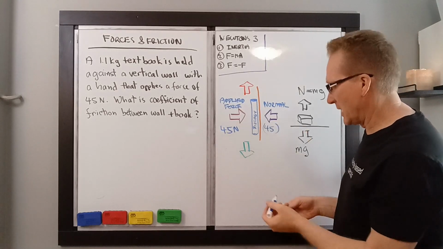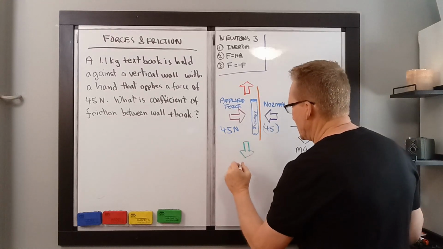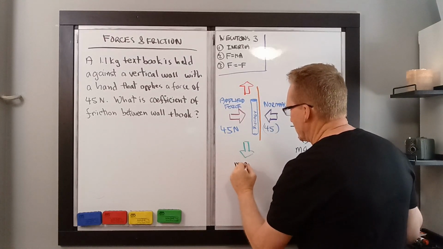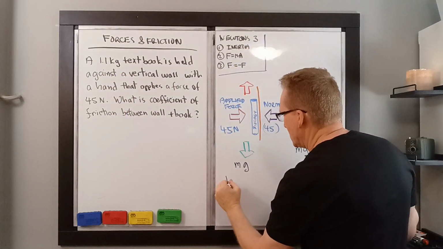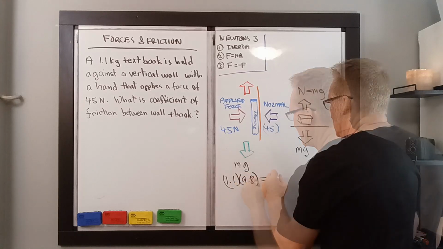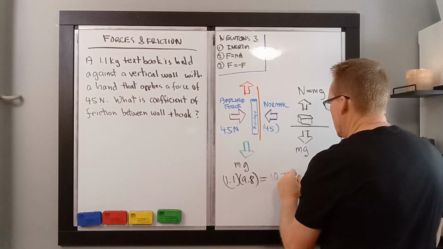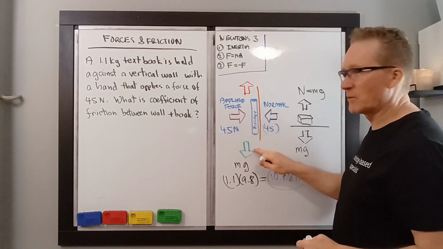Now, what other forces do we have here? Well, obviously we have the force of gravity. This one over here is mg, the force of gravity, which we happen to know, since the mass is 1.1 kilograms, is 1.1 times 9.8, which is 10.78 newtons. That's the force that's acting downward here from gravity.